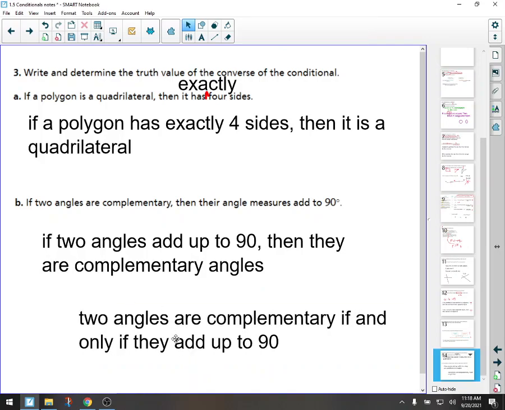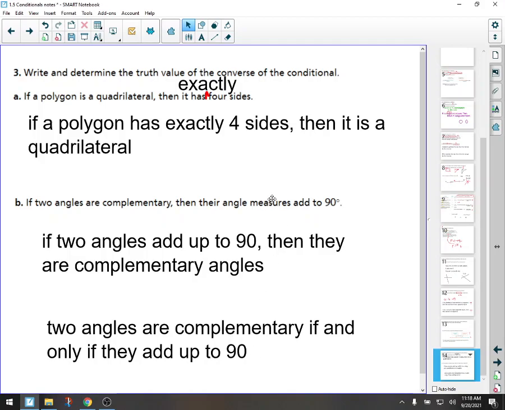I am using a little bit less formal language than they use here. Like their angle measures, if you said two angles are complementary if and only if they add up to 90, no one's gonna be confused about that. I don't think there's anything wrong with skipping angle measures. I think this is totally fine, at least in this class. Maybe you are gonna encounter a teacher at some other point and they're like, no, you must say angle measures. Well, then do that. You wanna get credit.